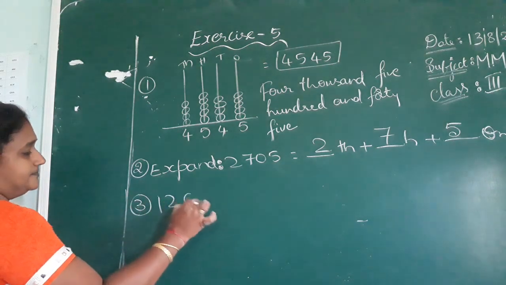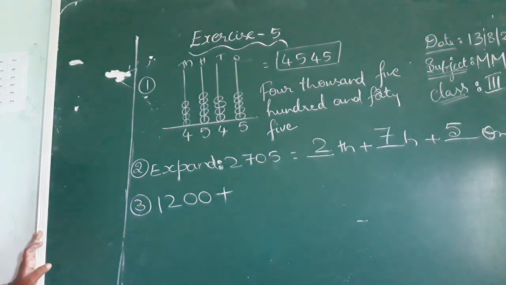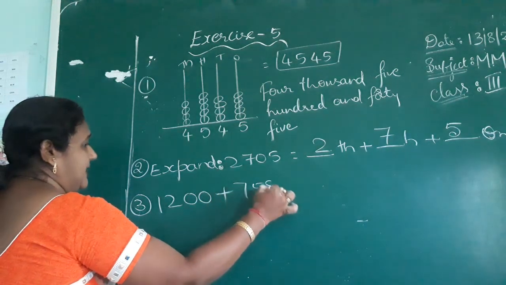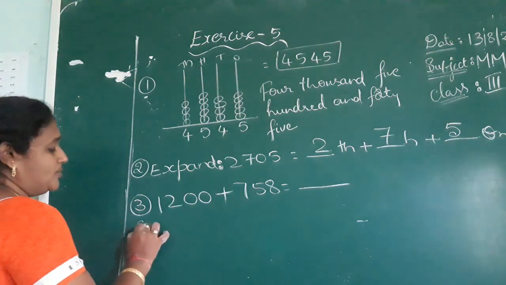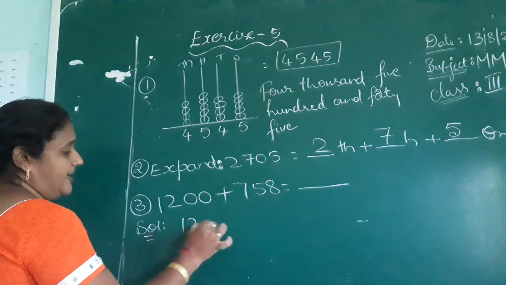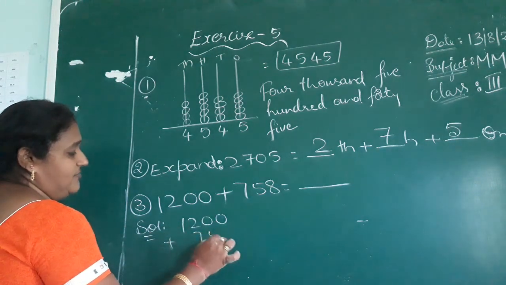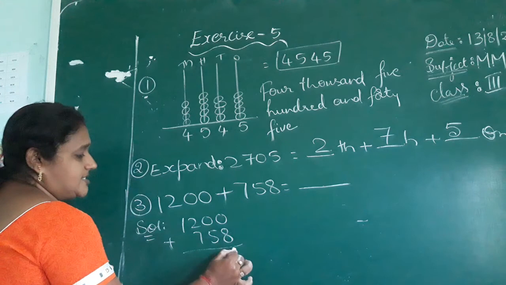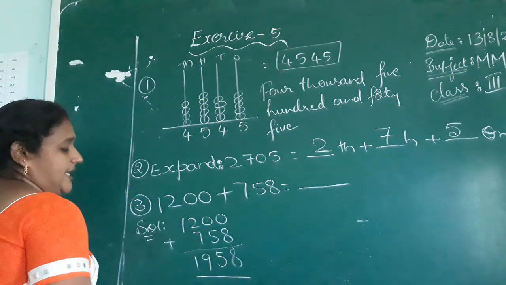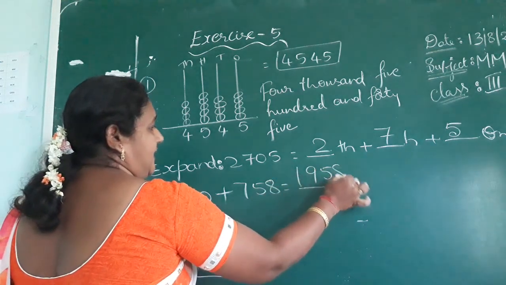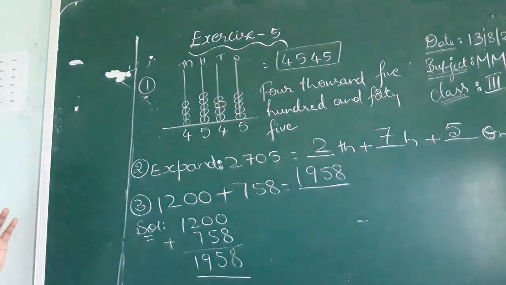1,200 plus 758. What symbol did they use, children? Plus. Plus means addition. So add these two numbers, 1,200 plus 758. Right. 8 plus 0, 8. 5 plus 0, 5. 2 plus 7, 9. 1. So the number is 1958. Now the fourth question.